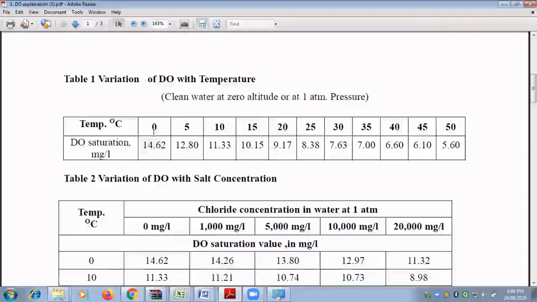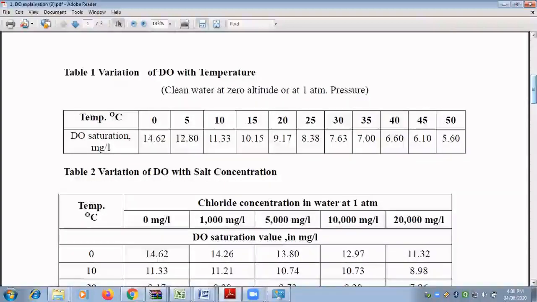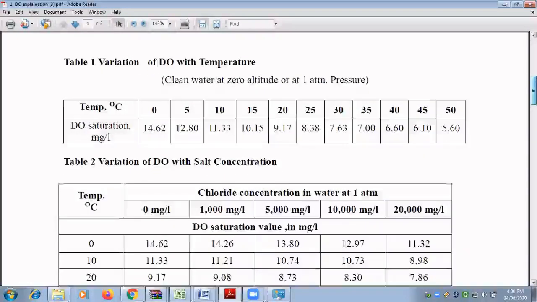So why this is happening is also a matter of discussion, right? When we increase the temperature, from this relationship we can see that the DO saturation values are decreasing. But why these values are decreasing needs to be understood.